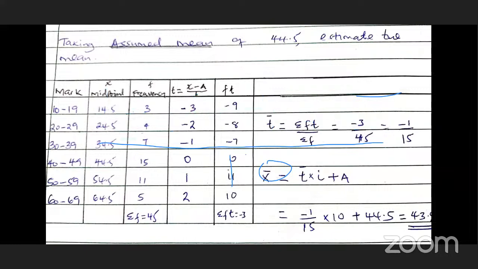So we do the same for the next row. The next row is the row that has 20 to 29. So our X in this case will be 24.5. Our A, capital A, has not changed. It is the mean that we had assumed that it was the mean for the data. Then we divide that by class weight. Class weight, your second class.